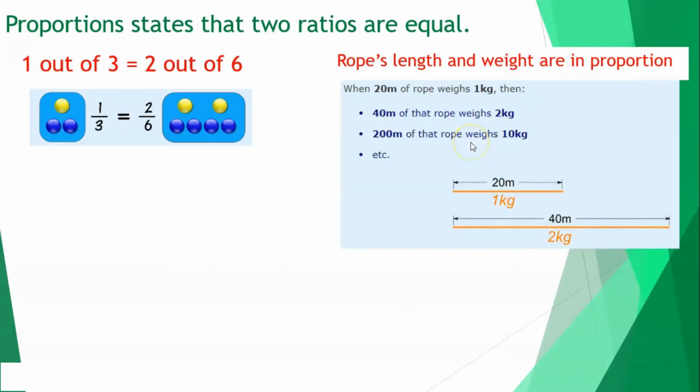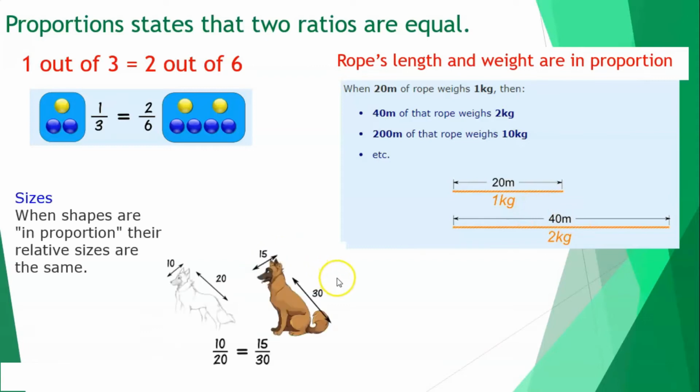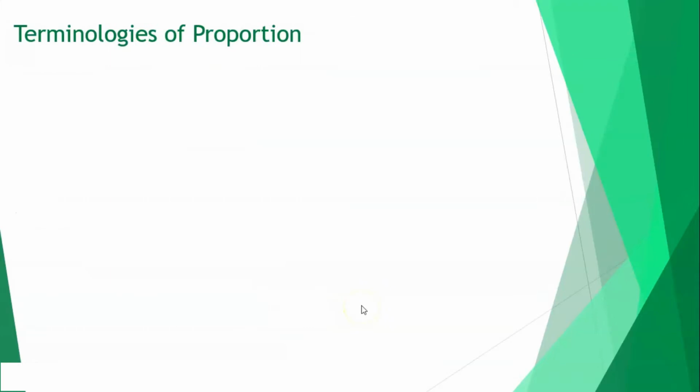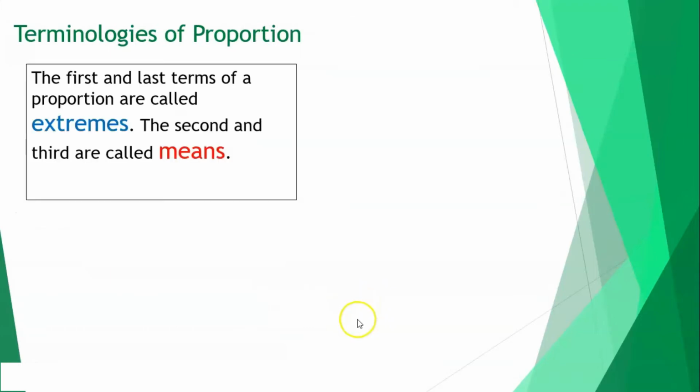Next, a rope's length and weight are in proportion. So in this case, we have here 20 meters is to 1 kilogram, as 40 meters is to 2 kilograms. Next, when shapes are in proportion, the relative sizes are also the same. So just like this, we have here 10/20 is equal to 15/30.